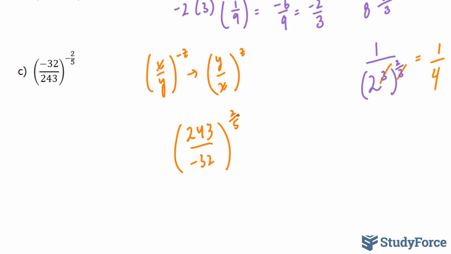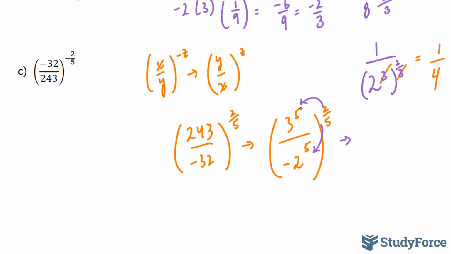The next thing that I can do here is break these two numbers down into bases with powers. Negative 32 can become negative 2 to the power of 5, and 243, this one you might not be aware of, but 3 to the power of 5 is 243. So 3 to the power of 5, all to the power of 2 over 5. We have a quotient here and an exponent. This gets distributed to the top and to the bottom.